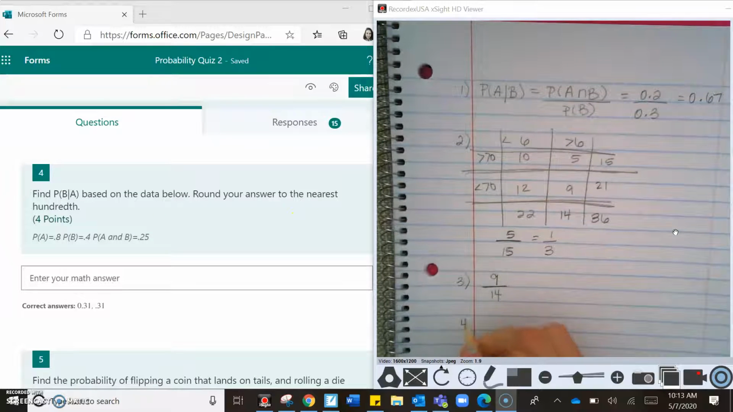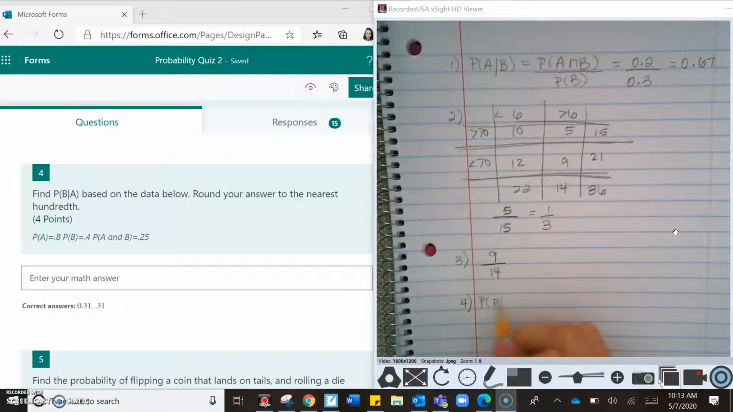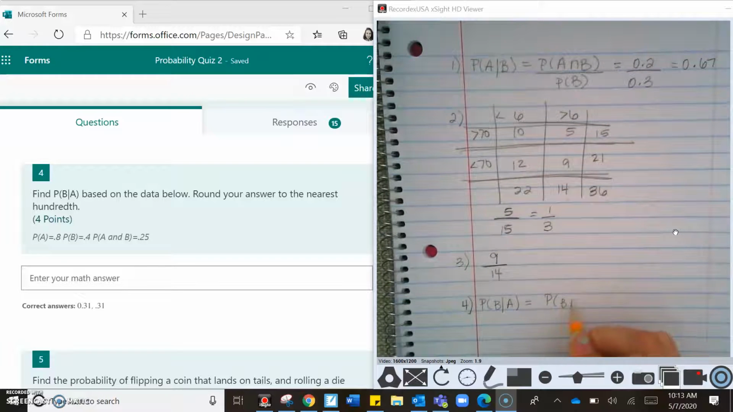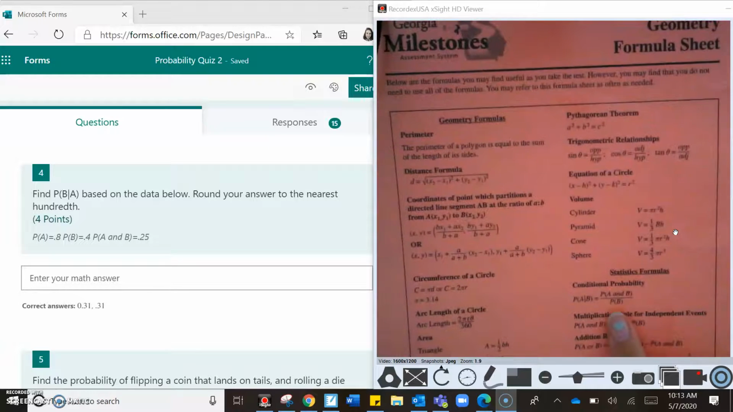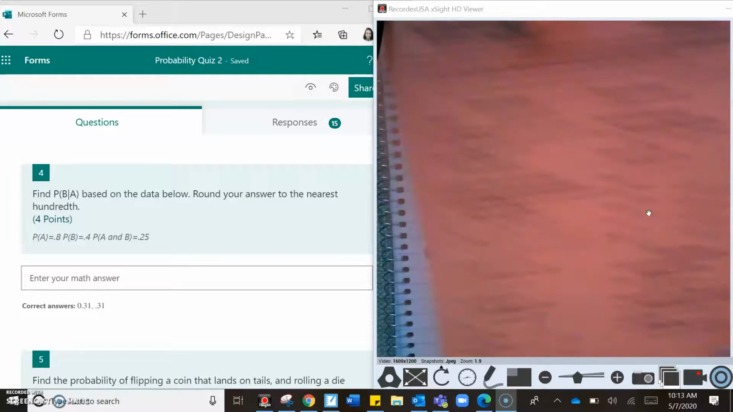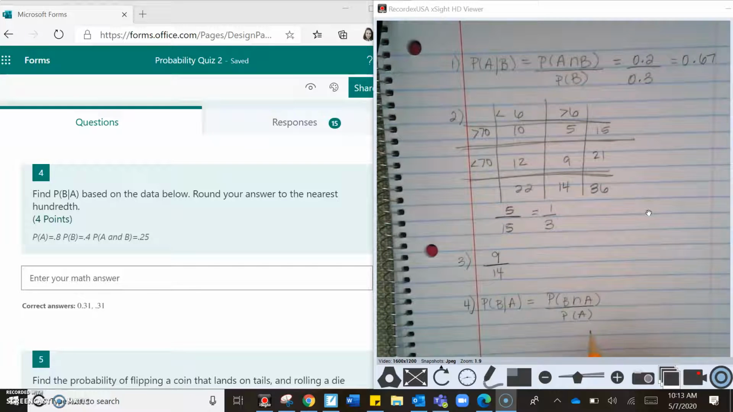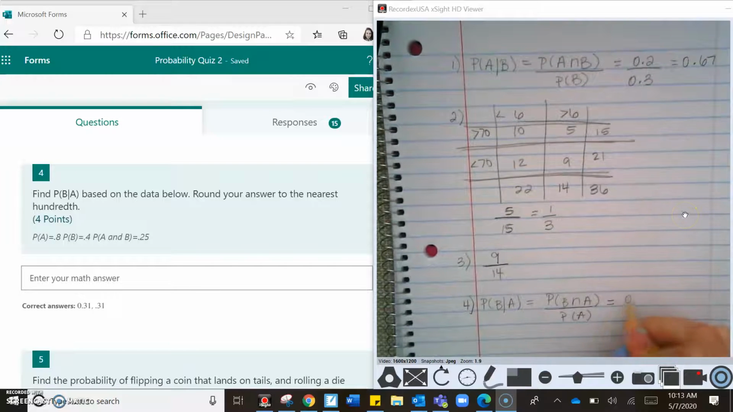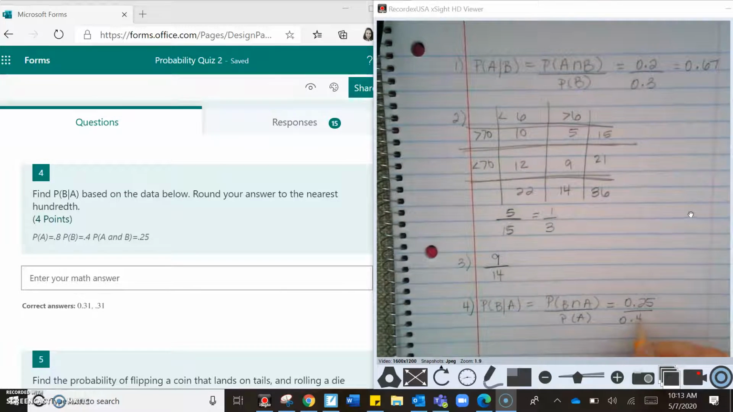Question number 4, we're back to a conditional probability statement. It's the probability of B given A. So now when I write this, I know that's the probability of B intersect A all over the probability of A. Again, that comes from my notes, and that comes from the EOC formula sheet. So I'm following that notation there. So let's use the information they gave us. We need the intersection, 0.25, and we need the probability of A, 0.4.